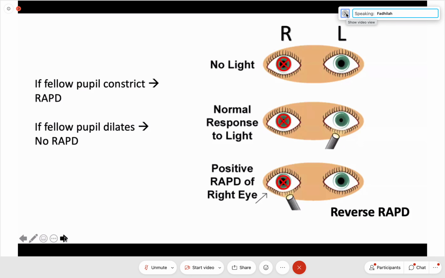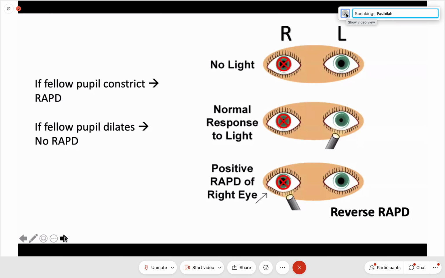Because if there is RAPD and it's weaker in terms of the afferent, the left eye would dilate, right? So in reverse RAPD, instead of looking at the right eye, which we normally do in a normal RAPD testing, we are now requested to look at the left eye. Since the picture is exactly similar to the one that I showed just now, would you believe me that the reverse RAPD is always there when there is RAPD, only that you are not looking at it. Now you have to direct your attention to the fellow eye because that eye is not responding.